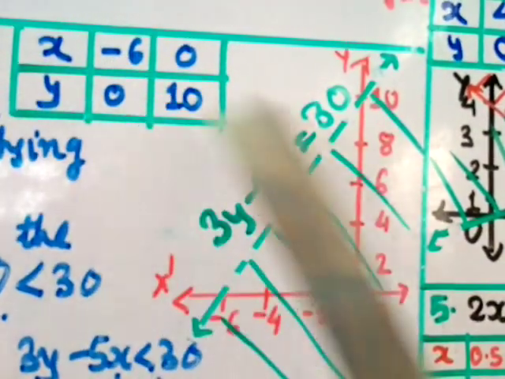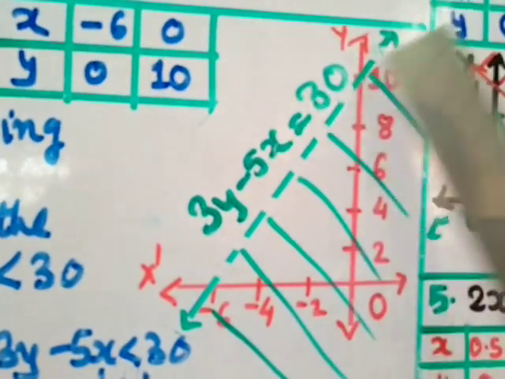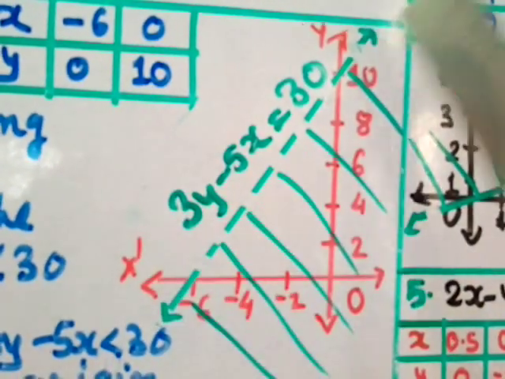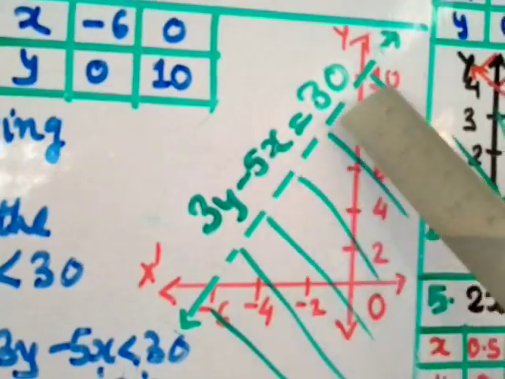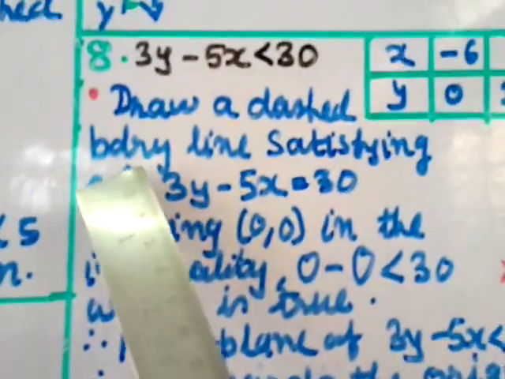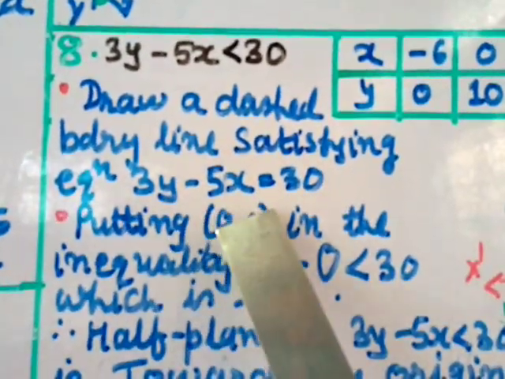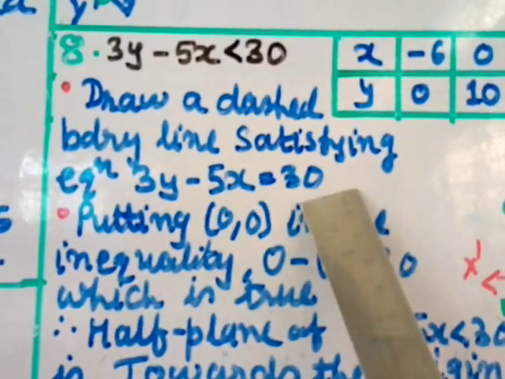Second, x is 0, y is 10, so this is the point. Join the points, draw a dashed line, and this is the line 3y minus 5x equal to 30. Draw a dashed boundary line satisfying the equation 3y minus 5x equal to 30.